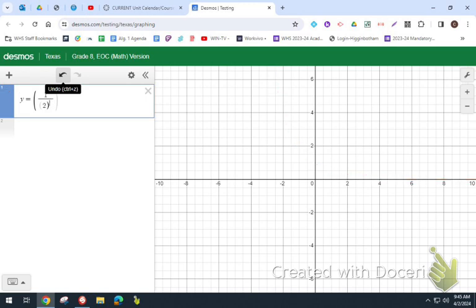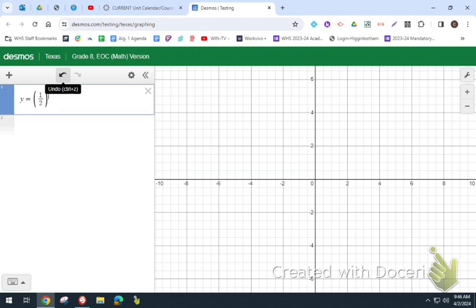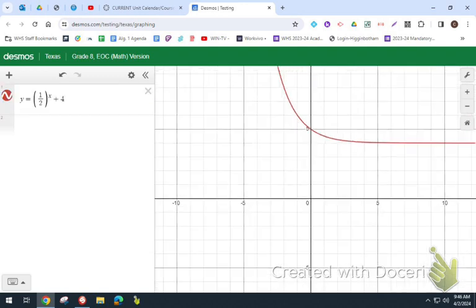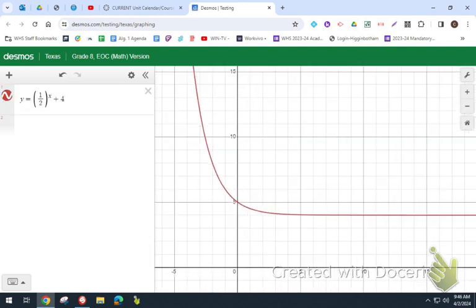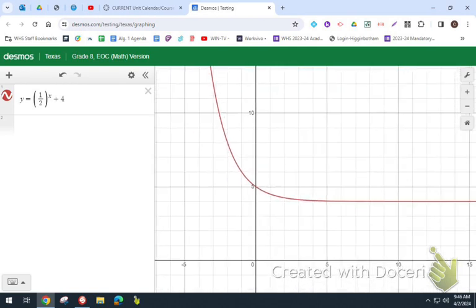Is it growth or decay? What's the domain? All real numbers. Go ahead and fill that out. It's the same as what it always is. Remember, you can scroll around in here if you need to. You can zoom in, zoom out. So here's your graph in Desmos. Then we're going to answer these questions based off of our graph.